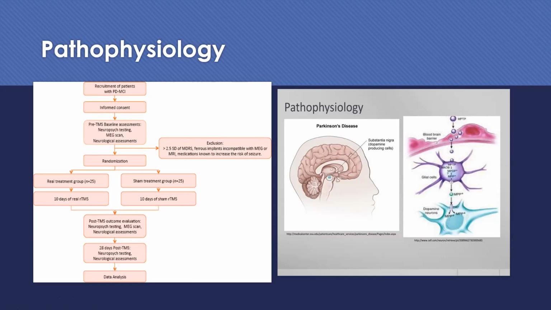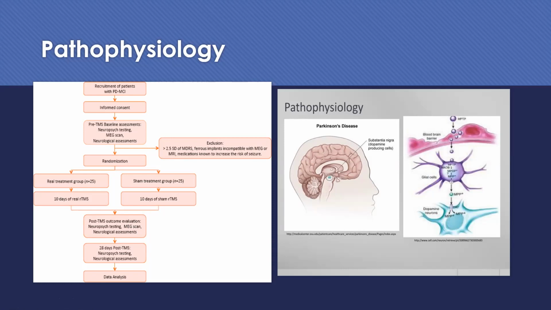And then randomization, a real treatment and a sham treatment. Randomization consists of the real treatment and the sham treatment. Real treatment consists of 10 days and sham treatment consists of 10 days. Next, post-TMS output evaluations, then 28 days post-TMS, and then final data analysis.